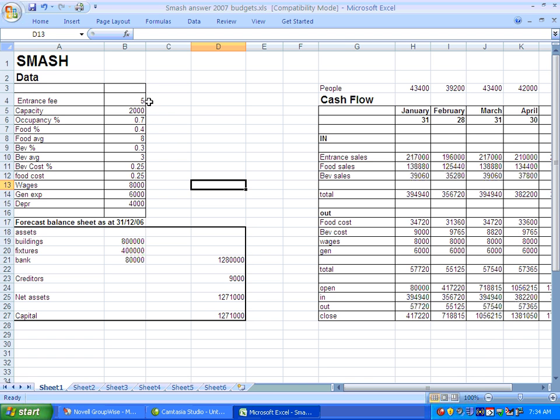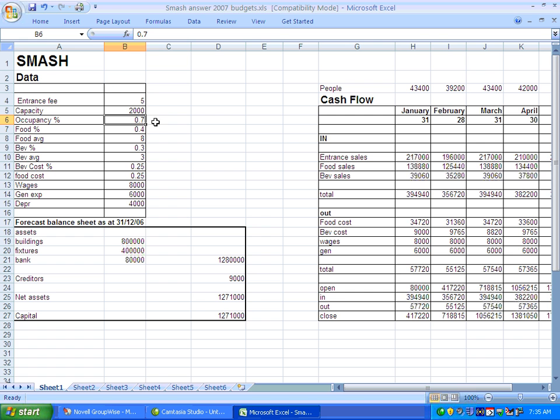I won't explain the spreadsheet principles to you. It's just really where the figures go on the cash flow. Now you can see the data bank here. We've got an entrance fee of £5 with a maximum capacity of 2,000 people, and there's an occupancy percentage of 70%. So what that really means is on any one day, if we're charging £5, we'll get 70% of 2,000 people coming into the centre.